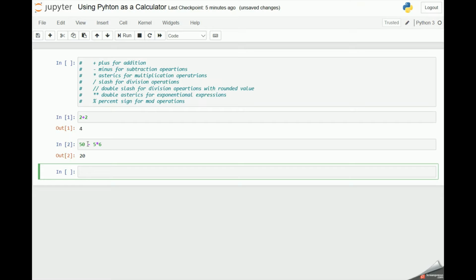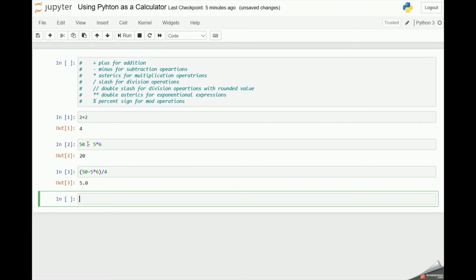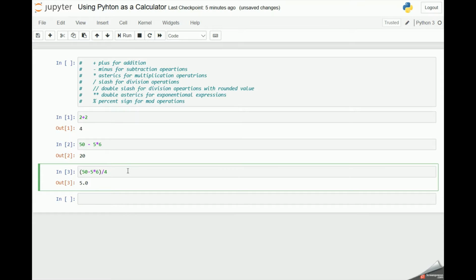Now let's add one more operation to this current operation that we completed. It was 50 minus 5 times 6. I'm going to put that into parentheses so we can add another operation. Step out of the parentheses and divide this by 4, let's say, and then shift enter. The answer is a float value, so let's go ahead and type it in right here as a comment.